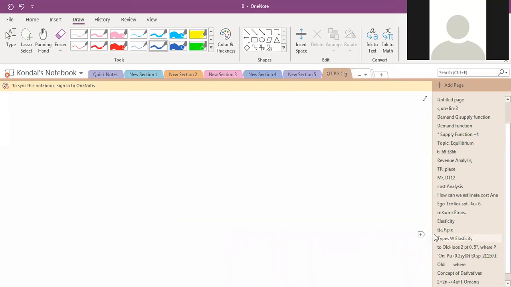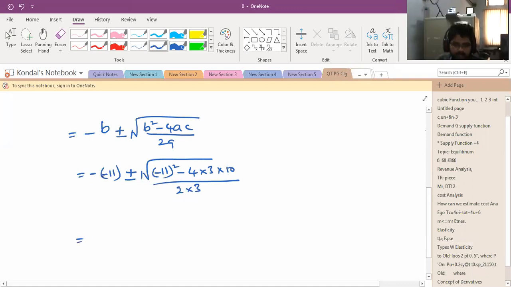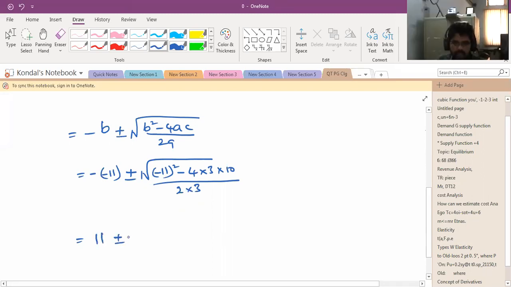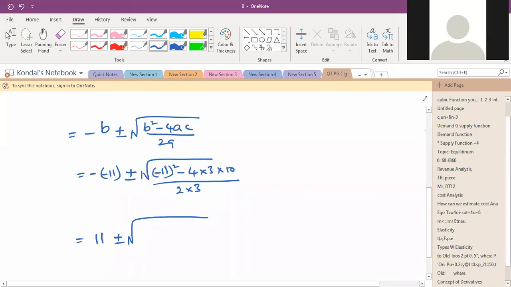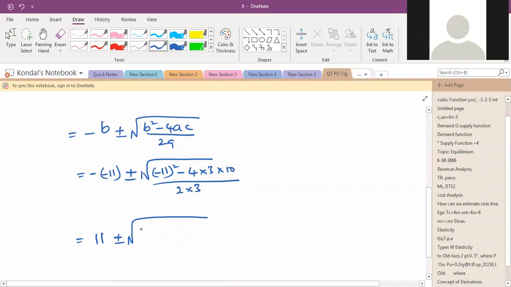Okay. So yeah, see: minus into 11, minus into minus is plus. Plus 11, plus or minus under root of 11 into 11, one minus square. 11 into 11 is 121. 1 into 1. Just a minute.